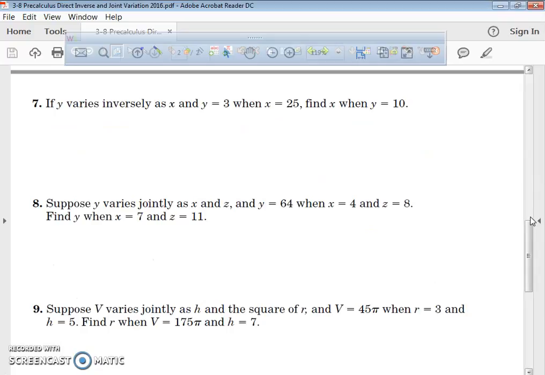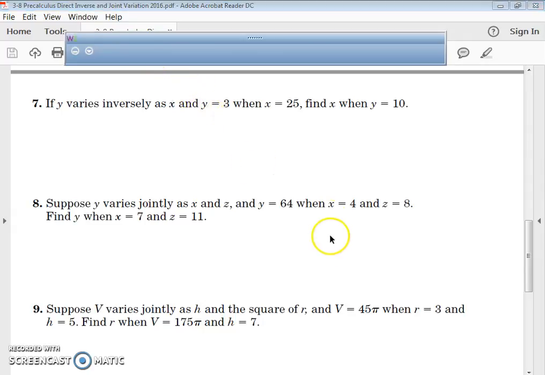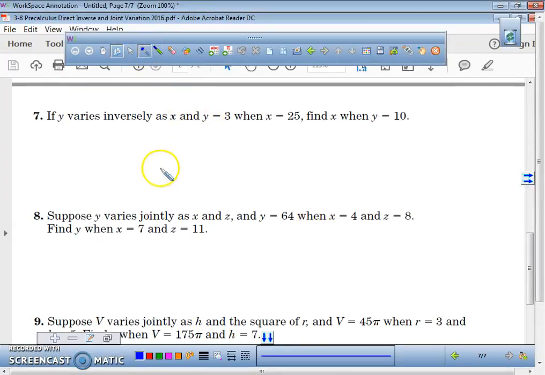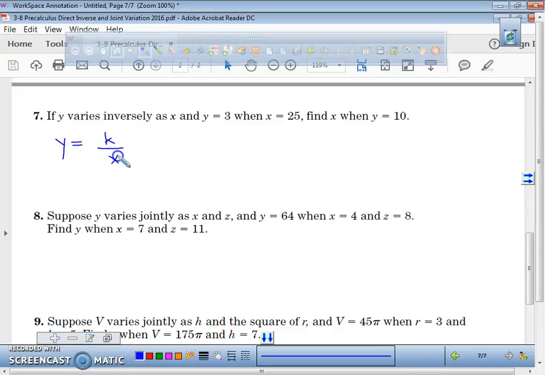All right, the last one we're going to show you how to work with right now is dealing with varies inversely. Right now it says y varies inversely as x. So could you look at your inverse variation formula? What is y equal to? K over x to the power of n.